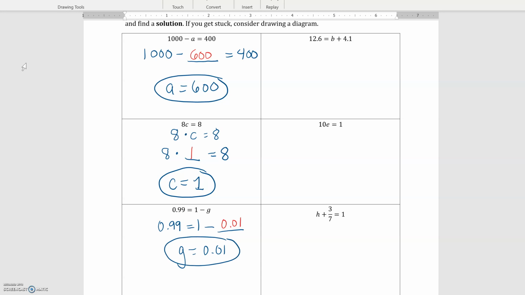So using that reasoning, try the right side. Pause here so you have some time to work on the right side. And then when you are confident in your answers, you can check it when the video continues.